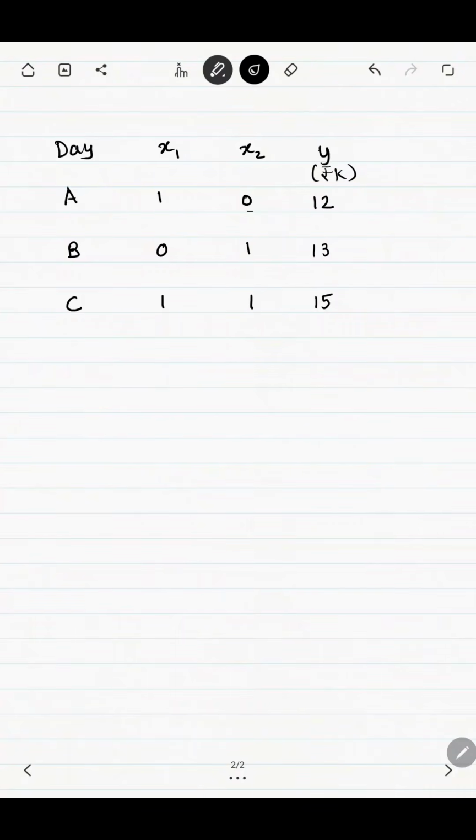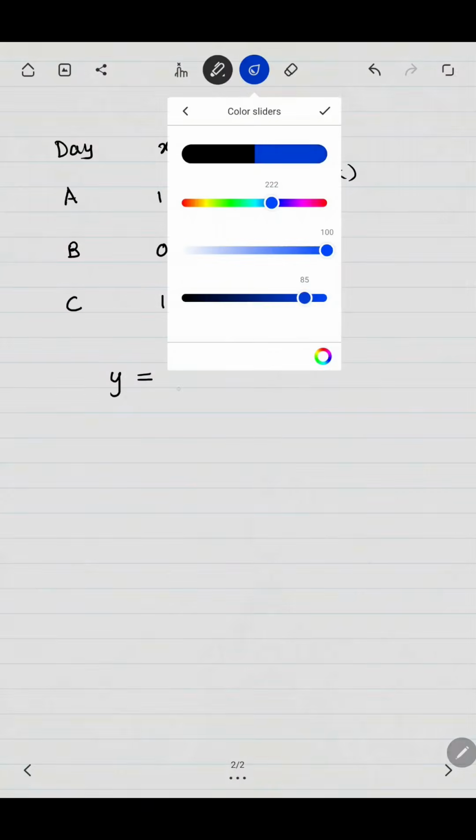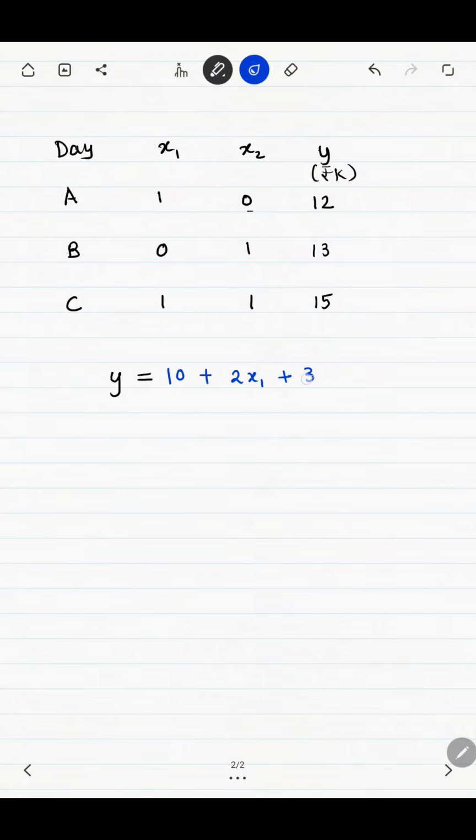Now we can use the principles of linear regression, multiple linear regression, and we can fit an equation, and the equation will come out to be y is equal to 10 plus 2x1 plus 3x2.